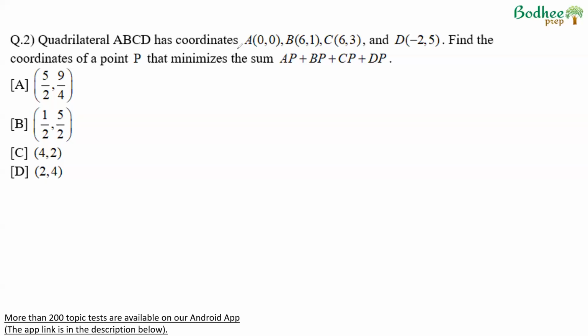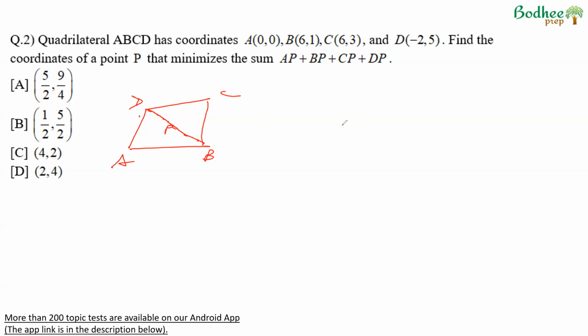The quadrilateral ABCD has coordinates A, this is the origin, B (6, 1), C (6, 3), D (-2, 5). Find the coordinates of point P that minimize the sum AP, BP, CP, DP. Now, if there is a quadrilateral ABCD and I want to have the minimum sum of BP and DP, that sum will be the direct line joining these 2 points.